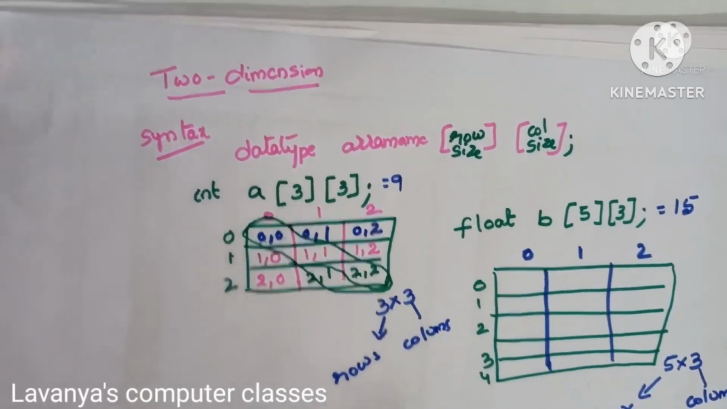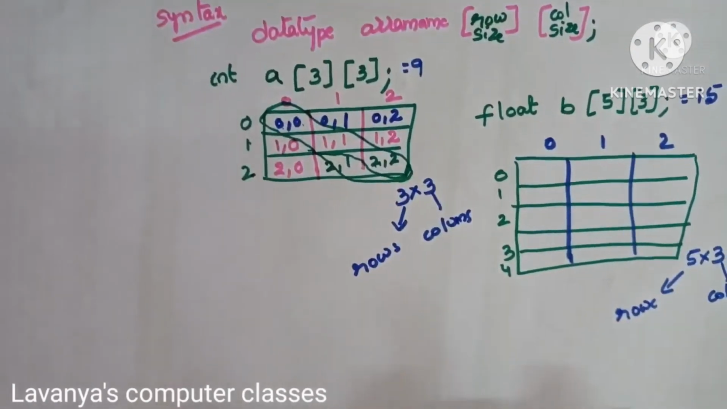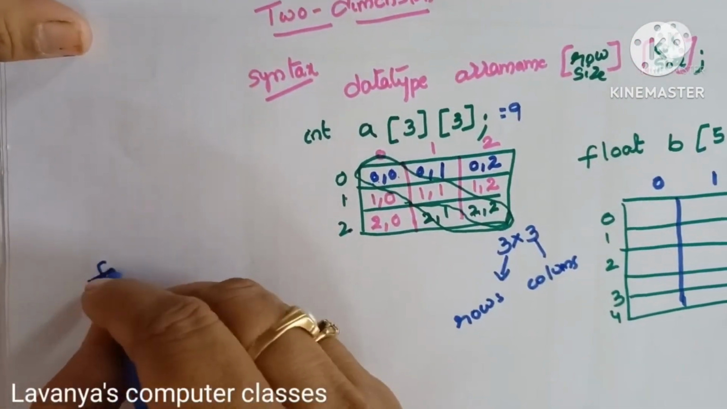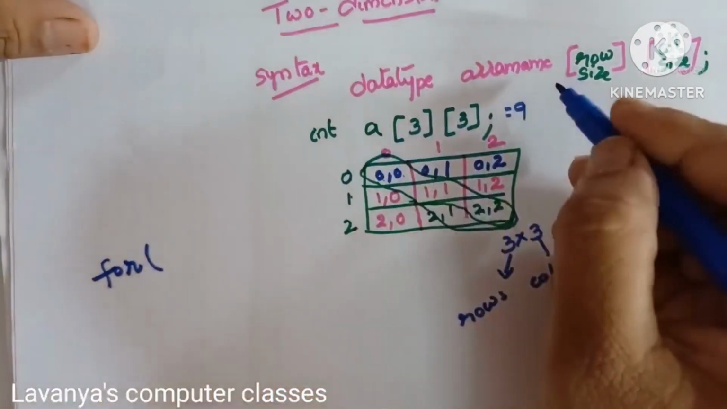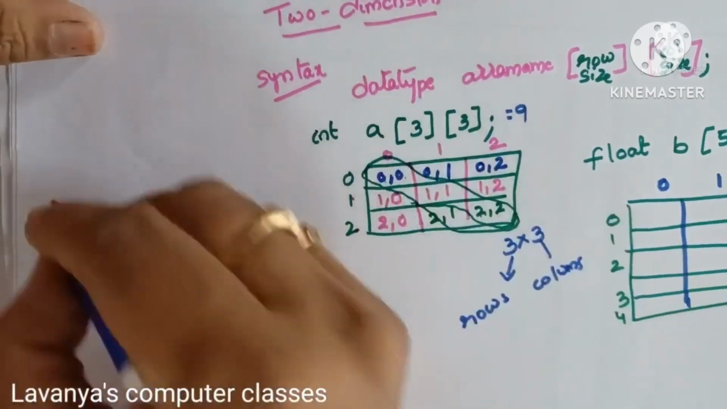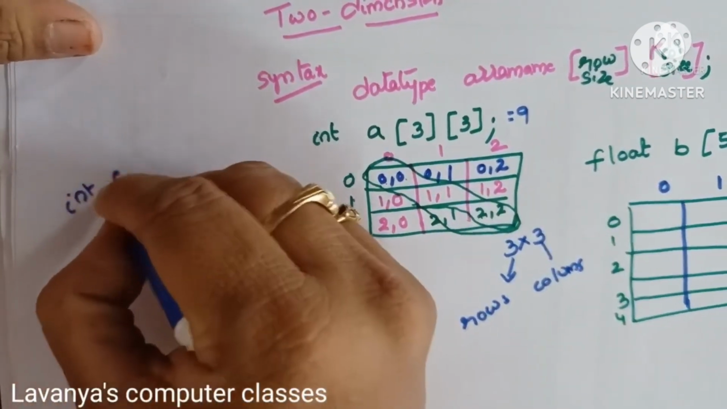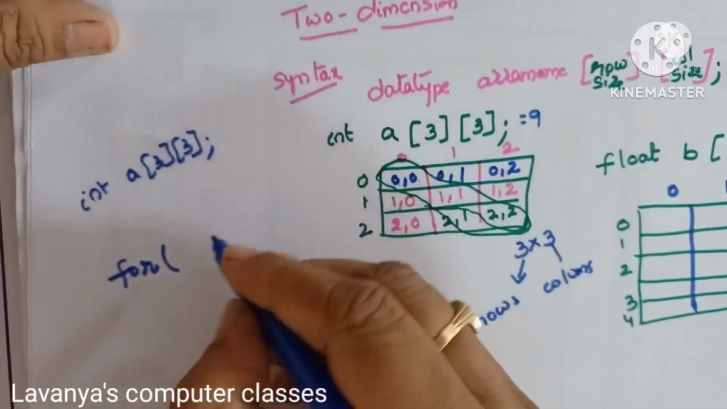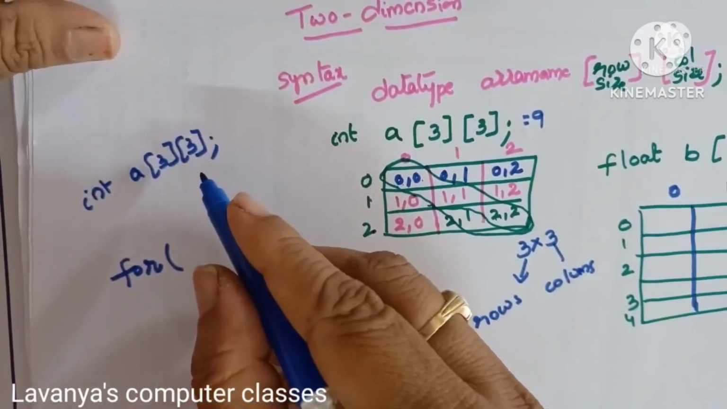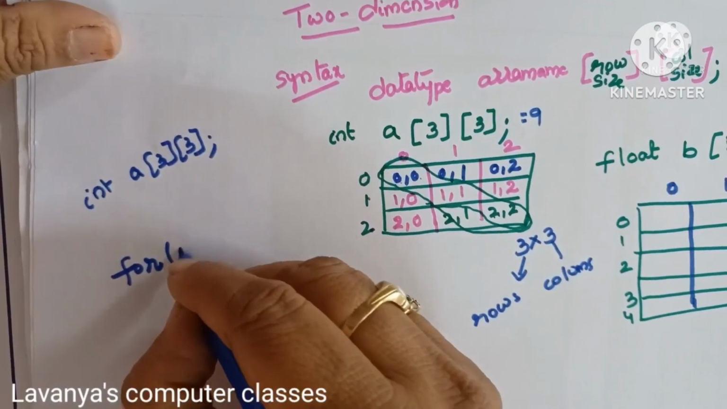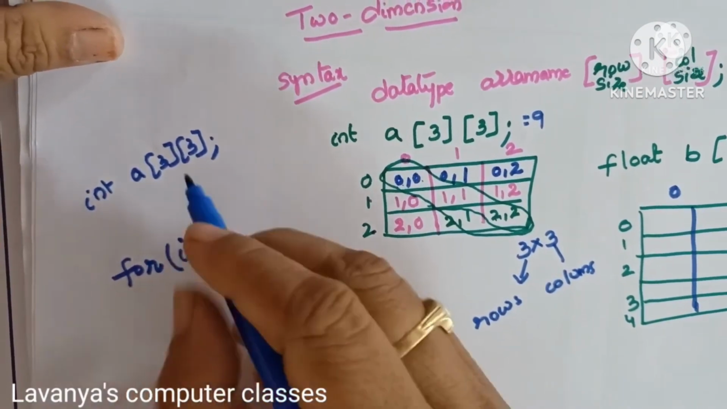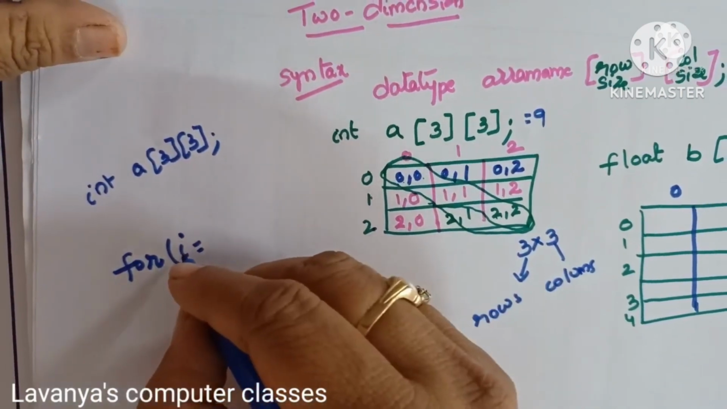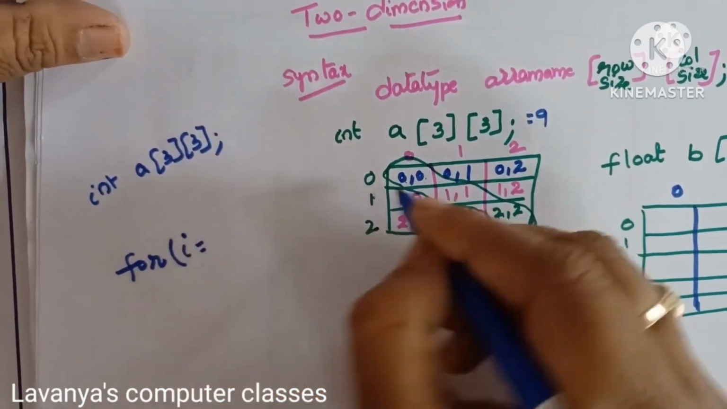So in a double dimensional array, how can you take the elements? For this we need loops. 2 loops we need: 1 loop for row and 1 loop for columns. For example, I want to take int a of 3 by 3. I want to access the values for 3 rows, 3 columns matrix. So 1 for is used for row and 1 for is required for columns. i for row, j for column. It always starts with 0.